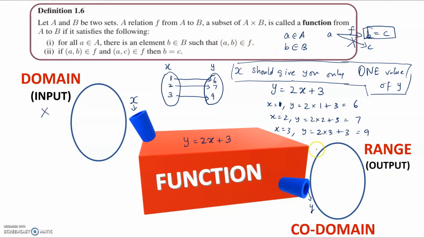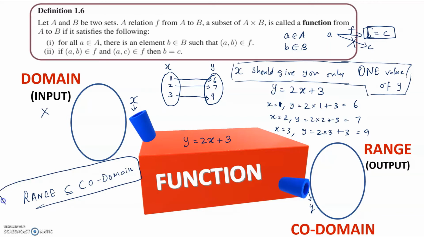So codomain is the set of all the outputs that we can get, or the values of y that we can have, and range is a subset of codomain. If this is codomain, then range exists inside of codomain.